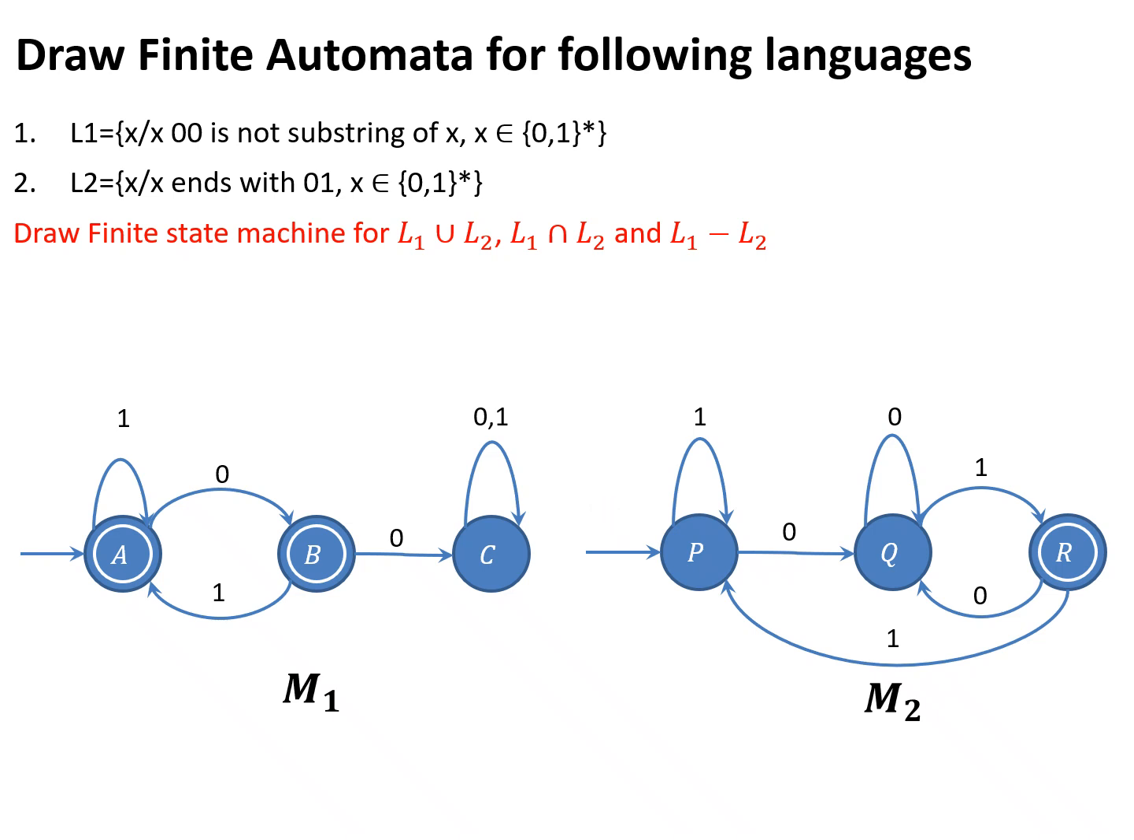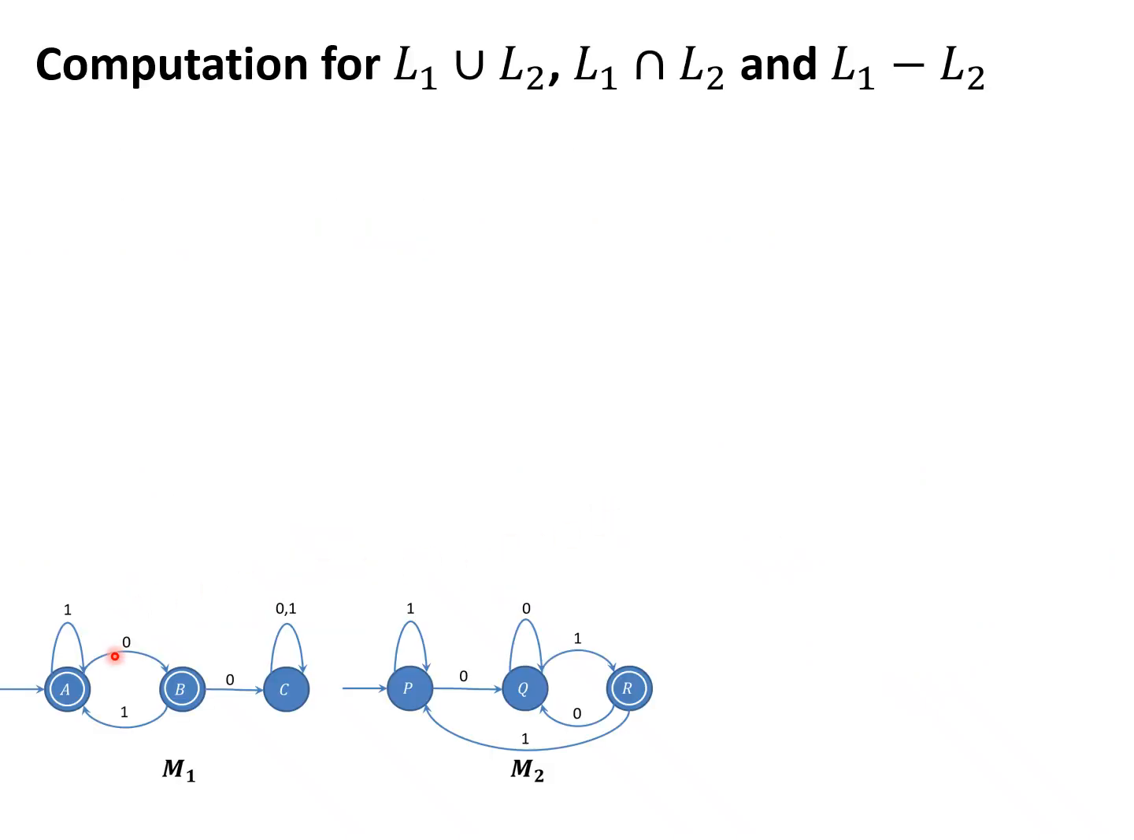Let us see how to do that. I have taken these two diagrams in this problem, M1 and M2, where M1 accepts L1 and M2 accepts L2. I need to compute these three: union, intersection and difference. Prior to this, what are the states of M1? There are three states: A, B, C. Similarly, what are the states of M2? We have P, Q, R.